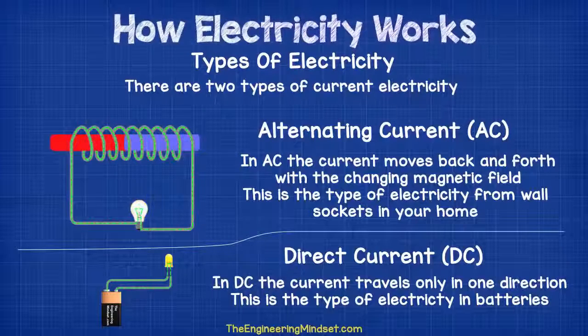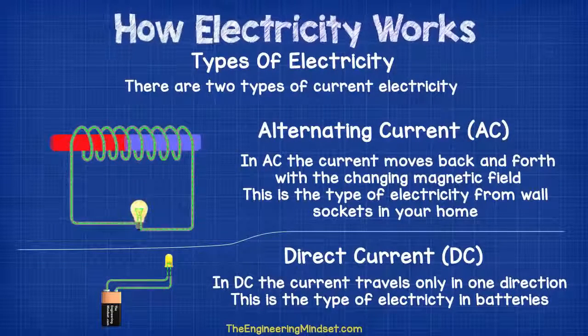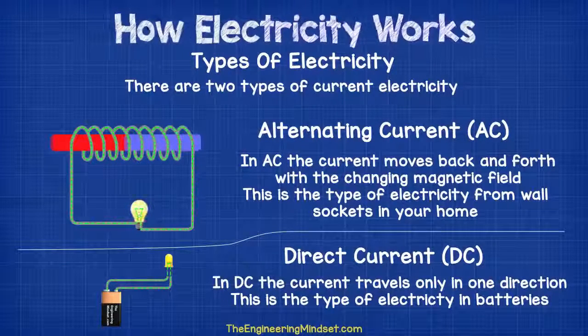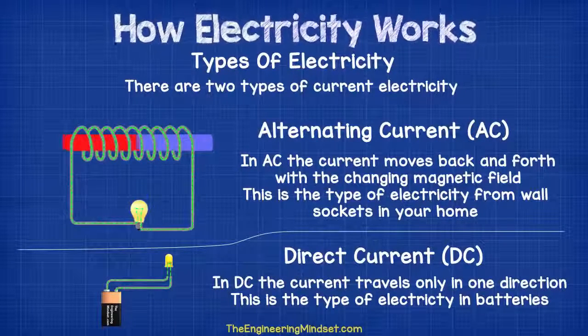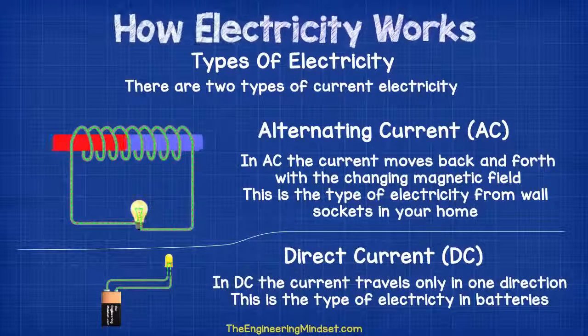So we can convert AC to DC and vice versa using power electronics, and this is how we charge and power small devices, and it's also how solar panels can be used to power our homes, because solar panels produce DC power and our homes need AC power, so we have to convert this for it to be usable.